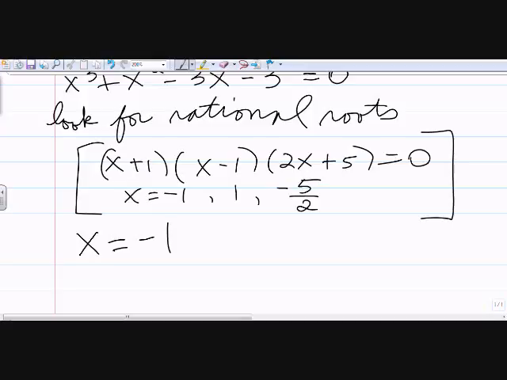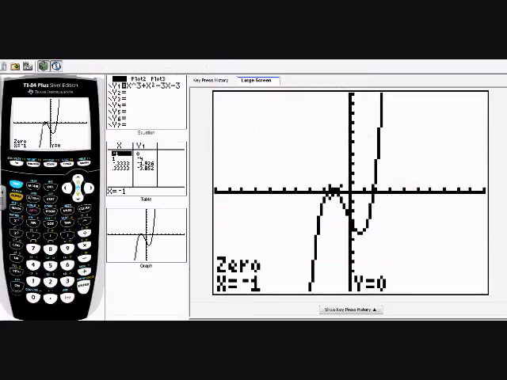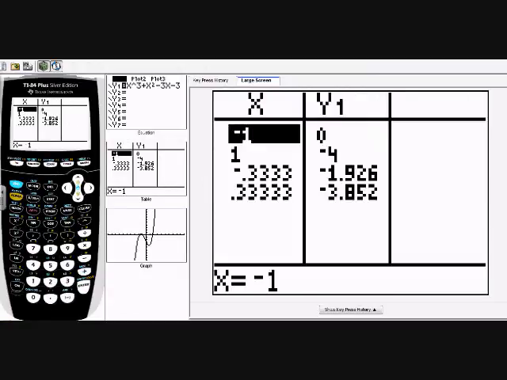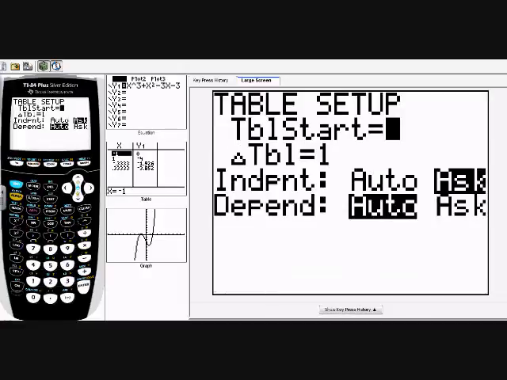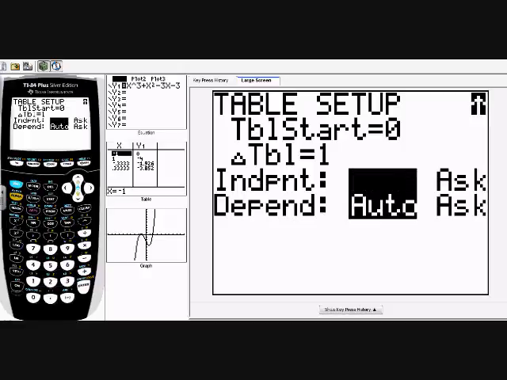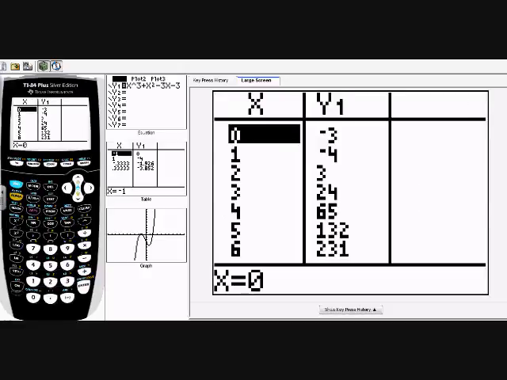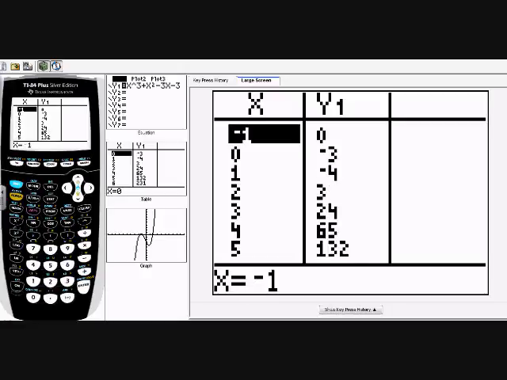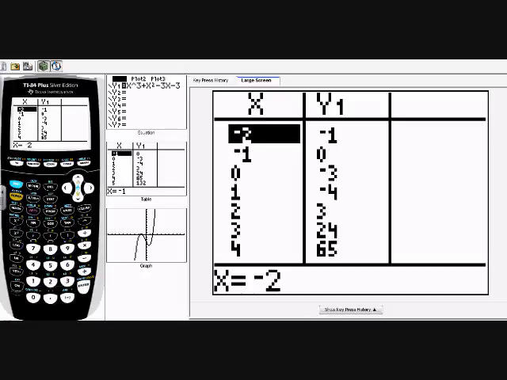There are other ways of finding this on your calculator. The other way would be to hit second graph table. I have mine set in the ask format, which we may do in a minute; we'll go back to the auto. If I scroll up a little bit, I see at -1, the y1 is 0. That tells me that there is a root there. So that's a couple of ways to get a rational root.